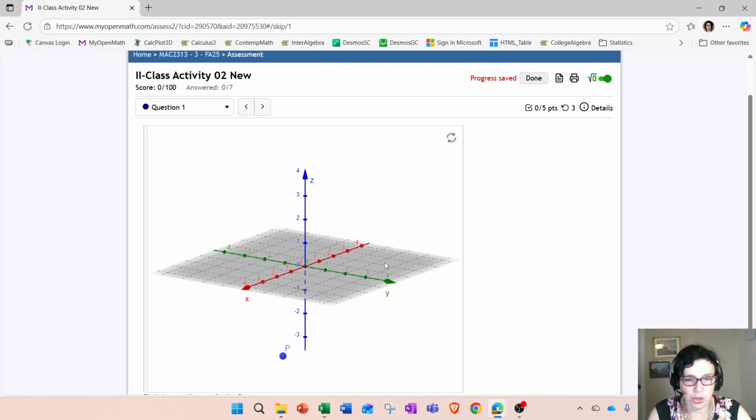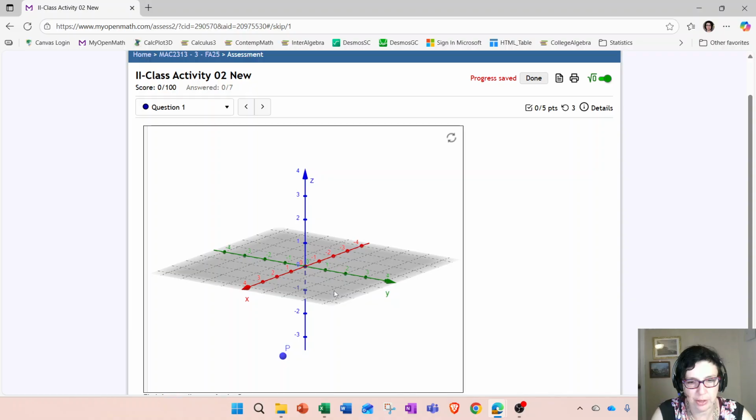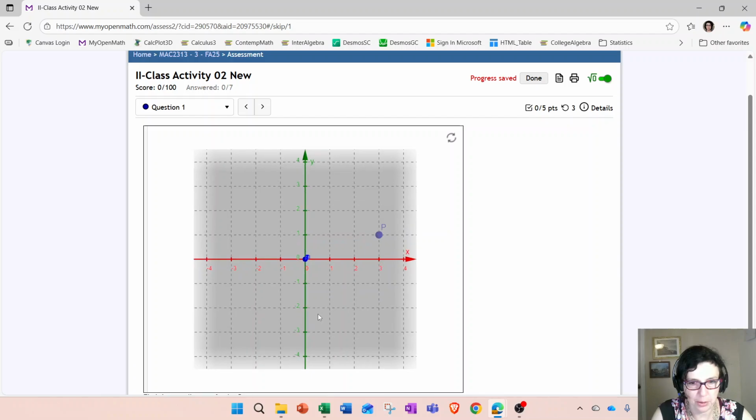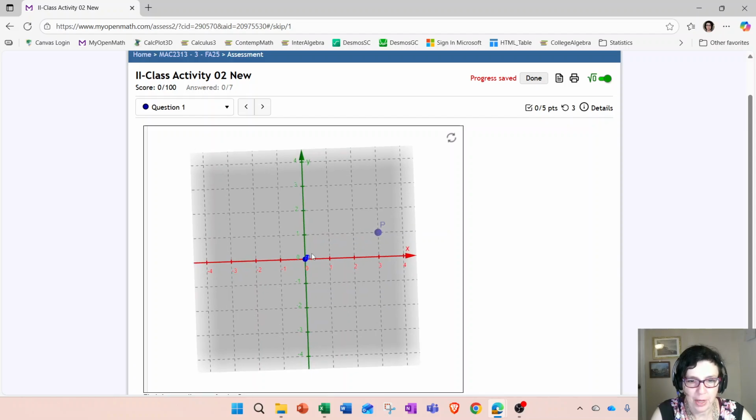Okay, so how do we determine the coordinates of a point? First we need to decide that we're going to move along the x-axis to get to that point, right? And in order to see it, I'm just going to rotate the graph so that the z-axis is looking at me. And so I can see that I'm going 3 units to the right, and then I'm going 1 unit along, or parallel to, the y-axis, right? So it's going to be 3, 1.